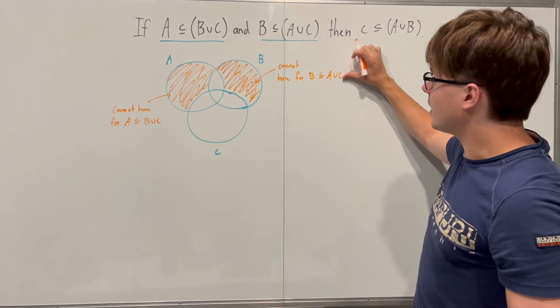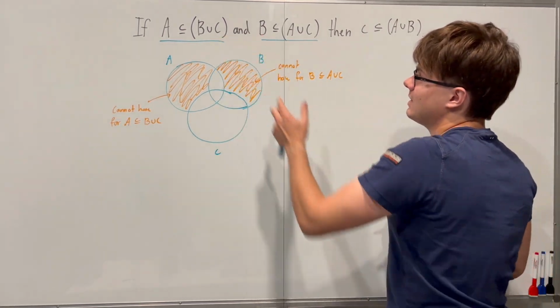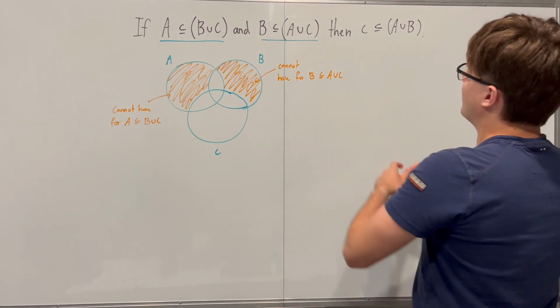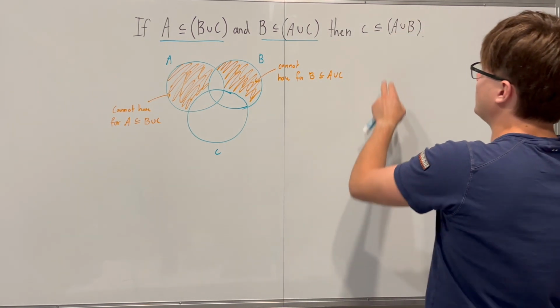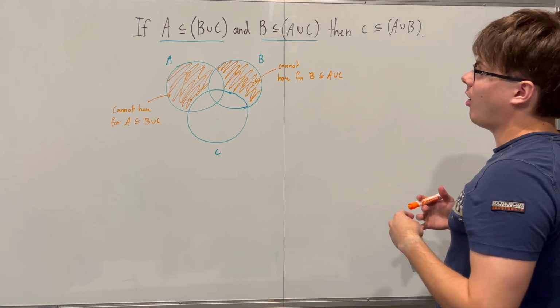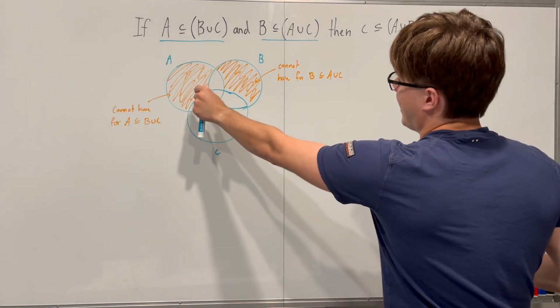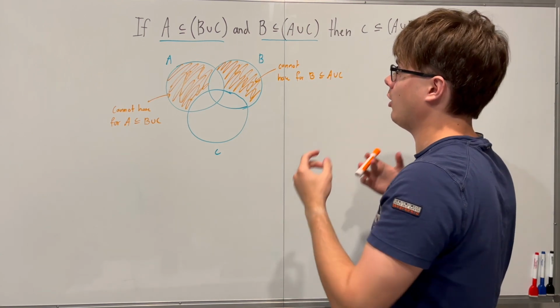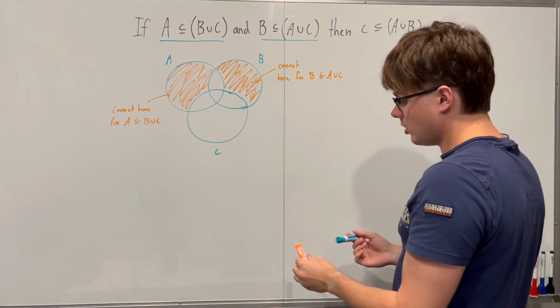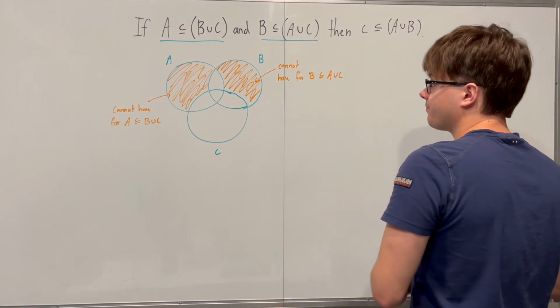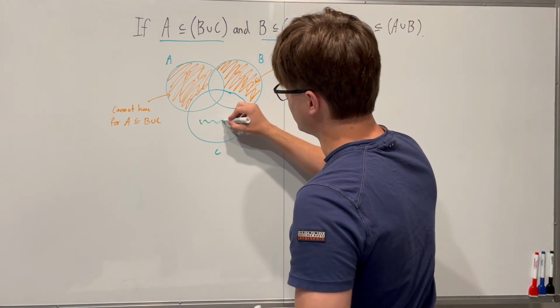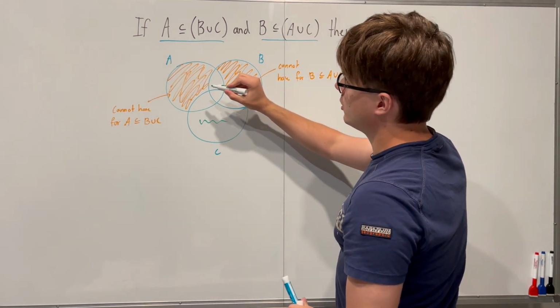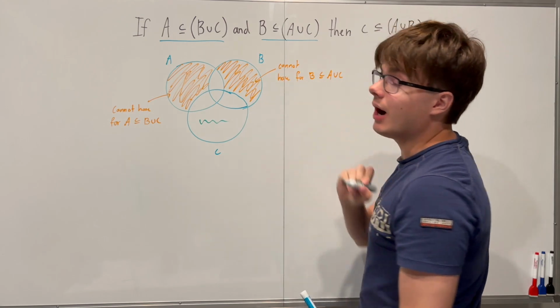Fantastic. Okay, so now that we see these two conditions to be true, can we look at C and see, well, is C going to be entirely within A union B? Is C going to be entirely in A or B? And the answer is no, right? We have this section of C that is not in A and it's not in B, right?